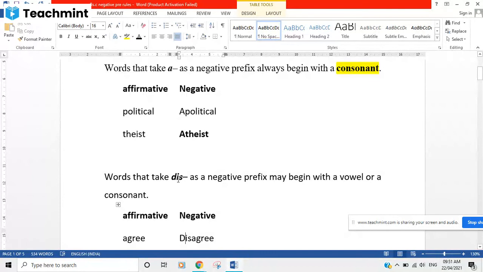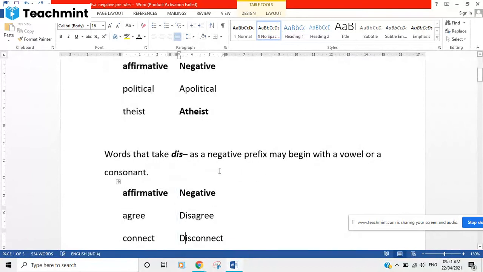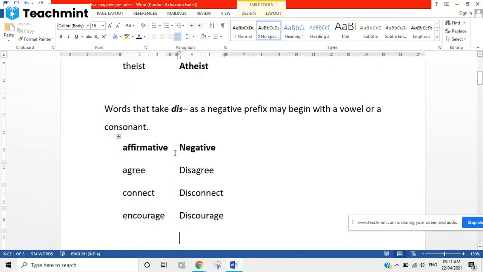Then the next is connect, and in order to make this connect into negative form, we will use dis before the main word, and it will become disconnect. In the same way, encourage. The word is encourage, and we will make this negative by using dis at the beginning of the main word. So if you see these three words, you will understand that there are words beginning with vowel as well as consonant sound. Can you tell me which of these words start with a consonant sound or a vowel sound?